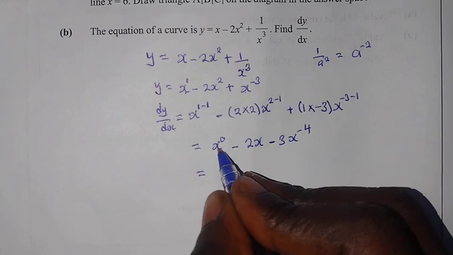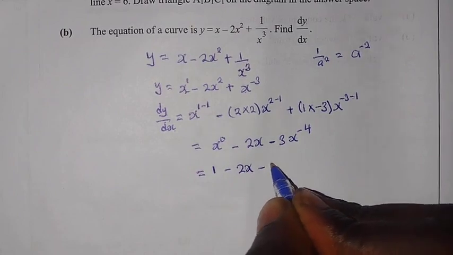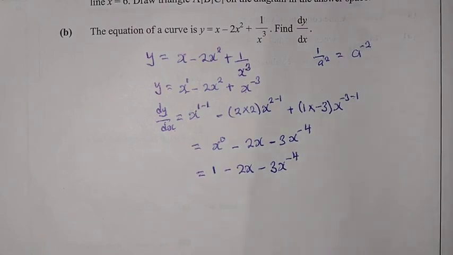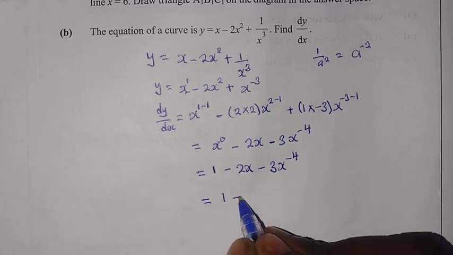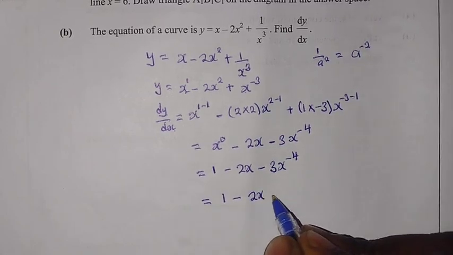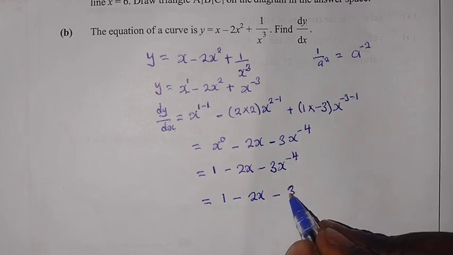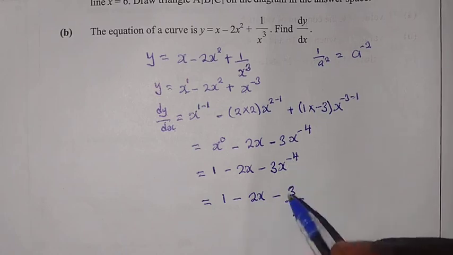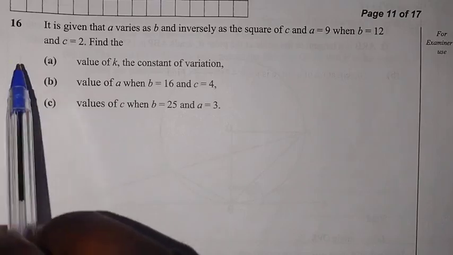So x power 0 is 1, then minus 2x, then minus 3x power negative 4. I do hope that you are following there. From here, we can now write our final answer as 1 minus 2x minus 3 over x power 4, so that the power becomes positive, not negative as it was. So this is our answer. We have answered this question. All right, so we are now on question 16.